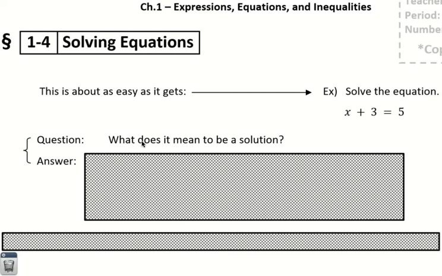Which sort of brings me to a quick little question. What does it mean to be a solution? When someone tells you to solve something, that's a very specific directive. They're talking about a very specific sort of situation. And if you're asked to find a solution, what does it even mean to be a solution? Think about it for a second. What does it mean for something to be a solution?